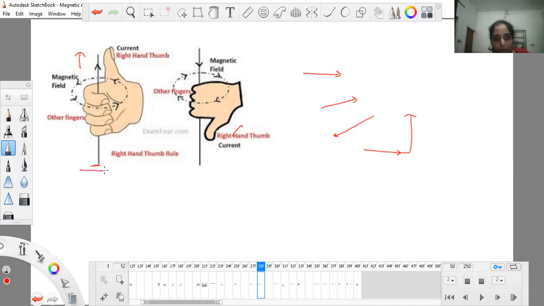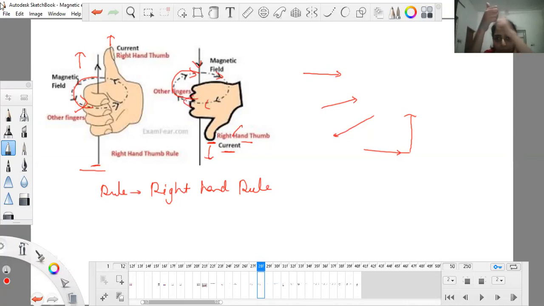It is good when you write the rule. It is also known as the rule of Maxwell. First of all, it is the right hand rule, in which the thumb shows the direction of current, and you can see how the fingers move. The fingers show the direction of the magnetic field.